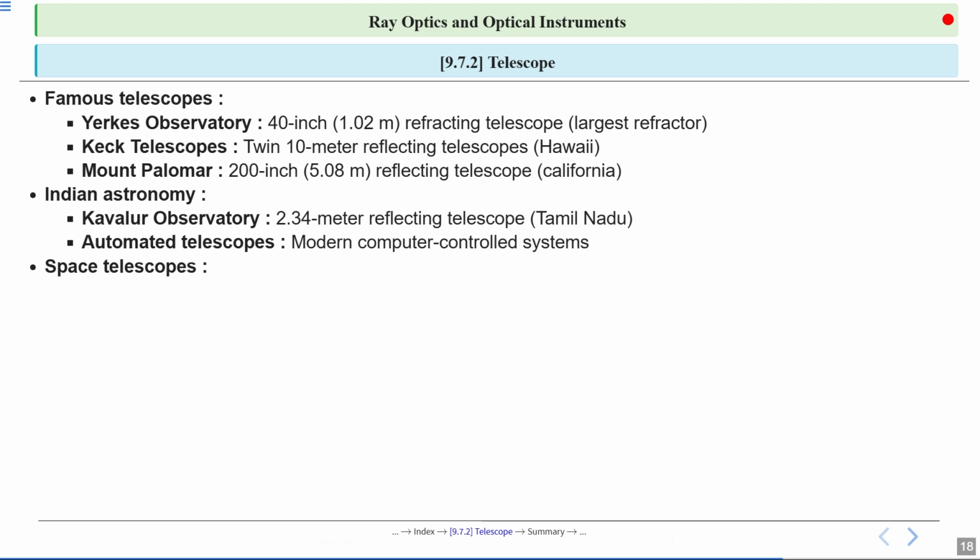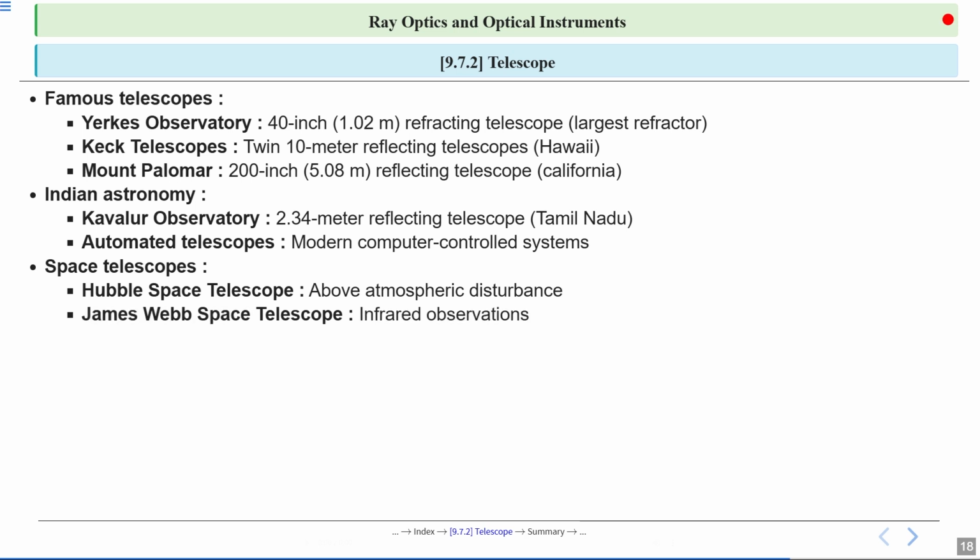Let's delve into some of the most notable space telescopes. So the Hubble Space Telescope is a prime example of a space telescope that operates above atmospheric disturbances, providing clear and detailed images of the universe. The James Webb Space Telescope, set to succeed Hubble, focuses on infrared observations.